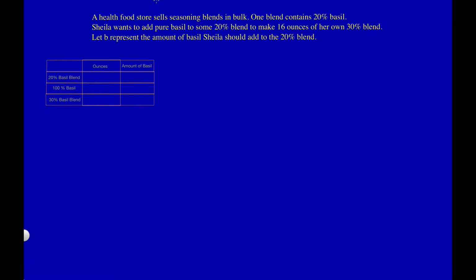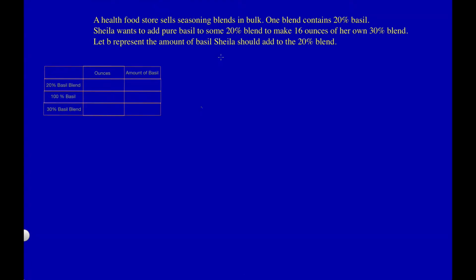Okay, so here we have an example of weighted averages, and we're trying to fill out this table and then answer a number of questions. A health food store sells seasoning blends in bulk. One blend contains 20% basil, and Sheila wants to add pure basil to some 20% blend to make 16 ounces of her own 30% blend. Let B represent the amount of basil Sheila would add to the 20% blend.